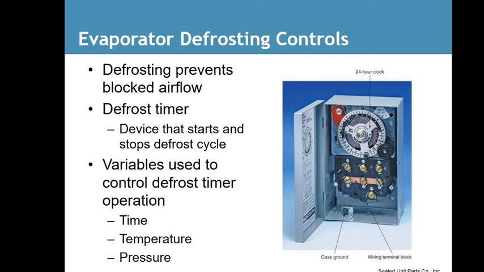Evaporator defrost controls. Defrosting prevents blocked airflow. Defrost timer. Device that starts and stops the defrost cycle. Variables used to control defrost timer operation: time, temperature, and pressure. This is a standard unit. It just depends on what it controls. It either controls a reverse flow of refrigerant, electric coils, or no heat at all, just air temperature to defrost the system.